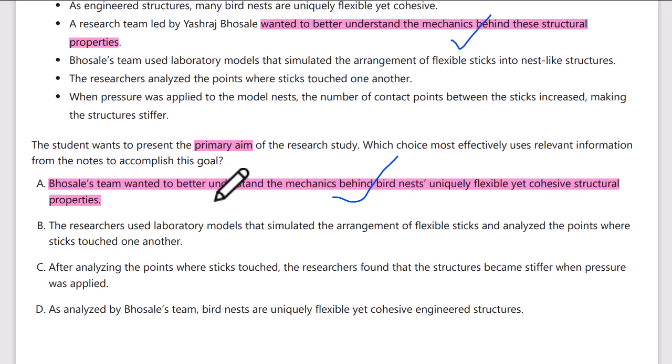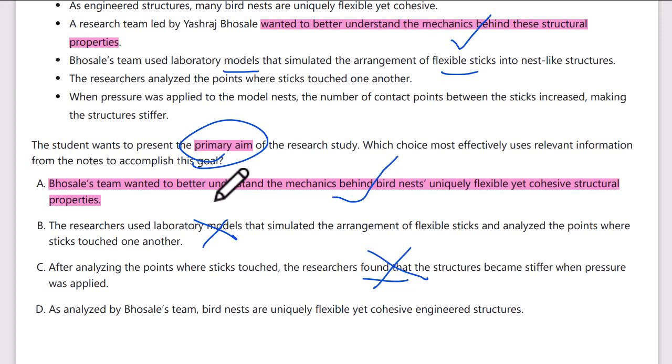Understand why they're wrong. The researchers used laboratory models that simulated the arrangement of flexible sticks. This is a methodology, right? That's the methods they used here. Okay, that's not the answer. After analyzing the points where sticks touch, the researchers found, that's a finding. That's not going to be a right answer to what is the primary aim.